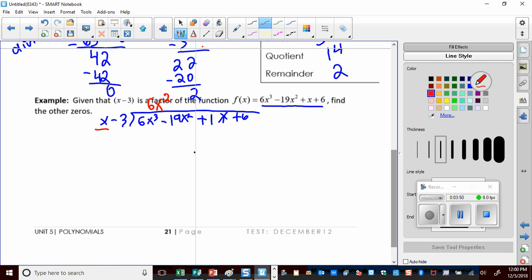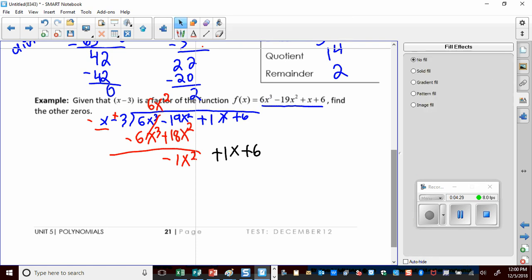So 6 x squared times x is x cubed. Now 6 times negative 3 is, well, technically, I'm going to change this so I know what I'm doing here. 6 times negative 3 is 18, positive 18x squared. And then I combine those terms, right? I get negative 1x squared. And then everything else comes down. I get plus 1x plus 6. And I start the process over again.